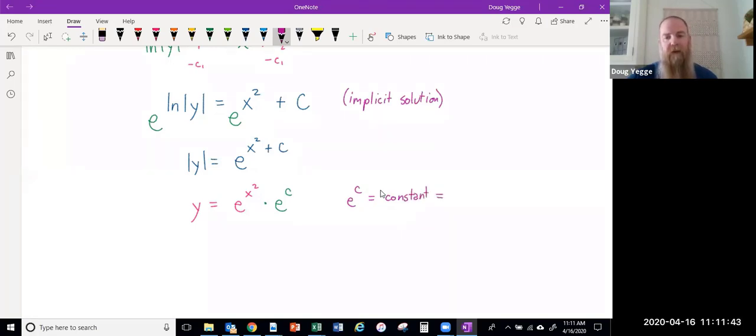So why don't we just call it something else? Like, I don't know, C2. But if I do that, I should probably go back and start calling my prior constants something else, C1, C2, whatever. You don't really need to. And at this point, we finally get our solution, which the best form of it is C times e to the x squared.